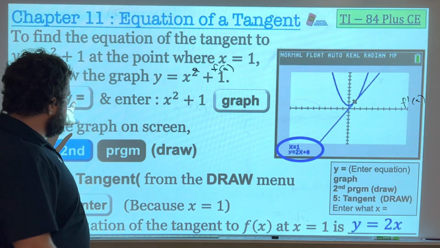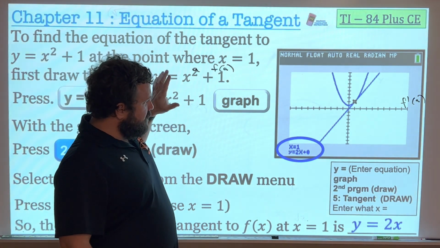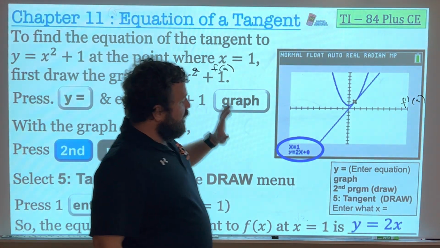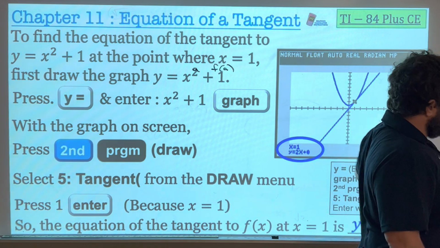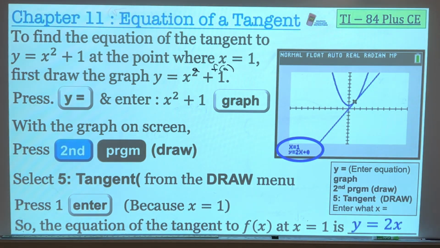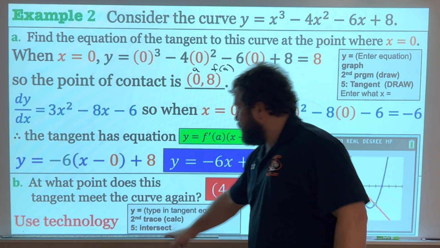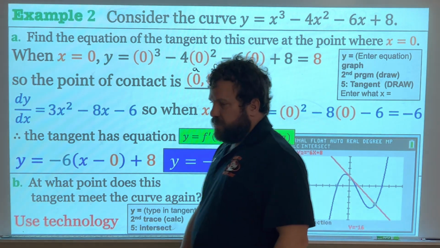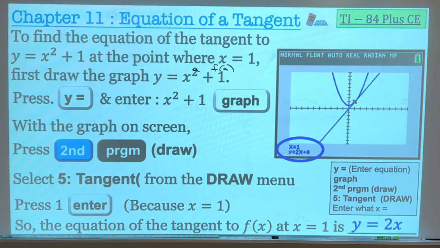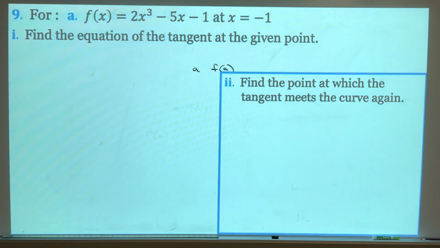Remember, press y equals, enter in your first equation, enter in your second equation, and then we're going to trace it. All right, this is all how you do the checking of your answers. And then the tracing part, make sure you just enter them both in. Okay, you're going to second, trace, calculate, and then intersect. So, let's go do a problem on your own, which is problem number 9.